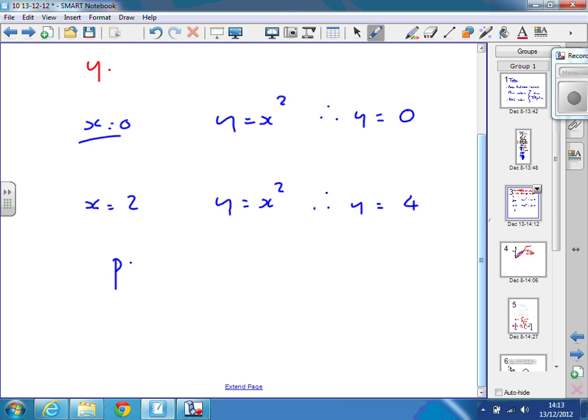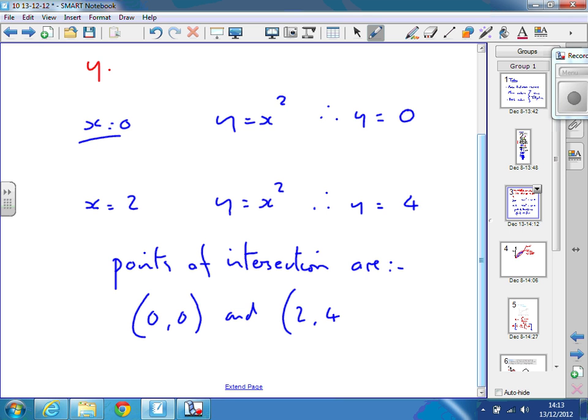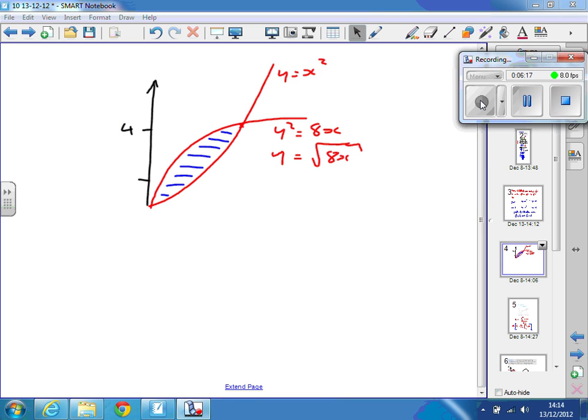So the points of intersection are (0, 0) and (2, 4). Now we can sketch this thing, okay? We can sketch it. We know that if that's 2 and that's 0, it crosses at (0, 0) and (2, 4).